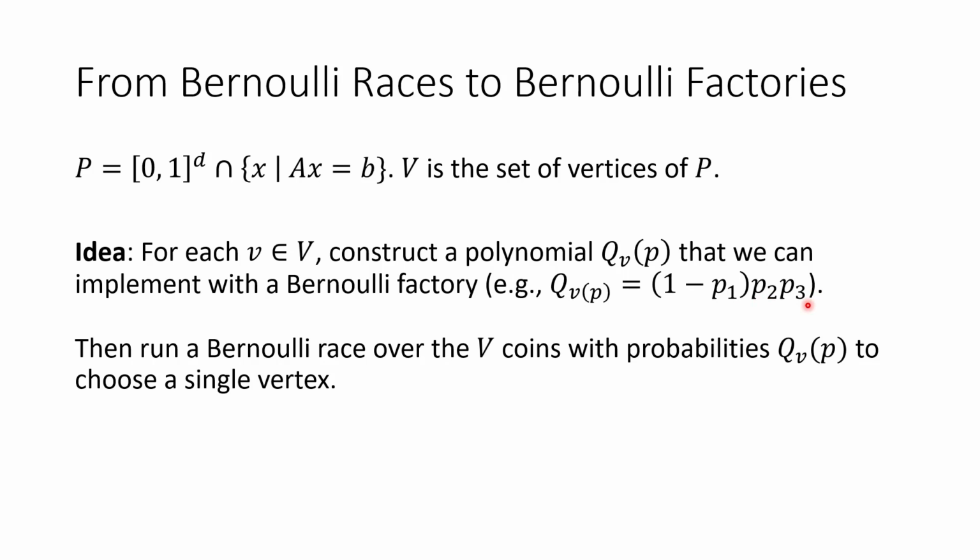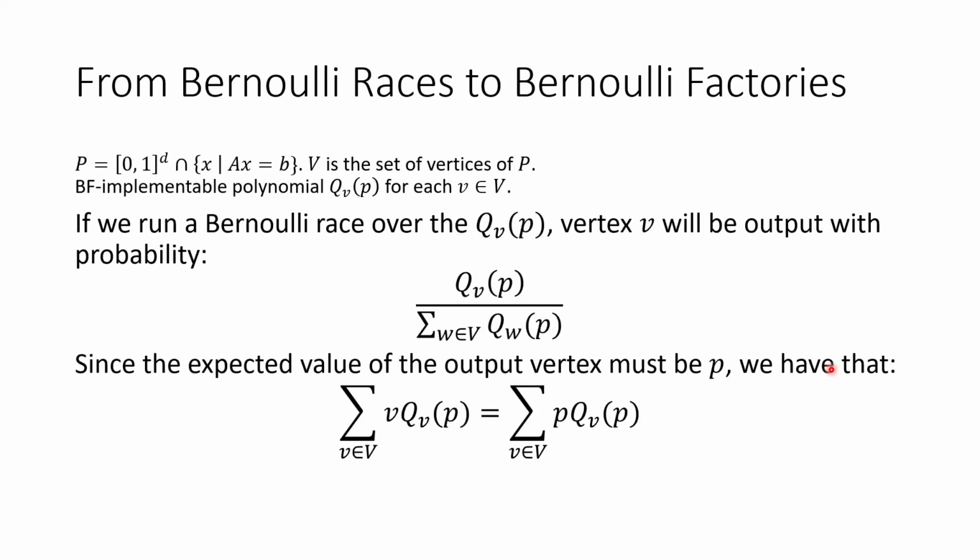And now once we have v different polynomials like this, v different polynomials q sub v of p, we'll run a Bernoulli race over these v coins with these probabilities to choose a single vertex. By the properties of Bernoulli races, if we do this, the probability that we output vertex v will be exactly q sub v of p over the sum over all w of q sub w of p.